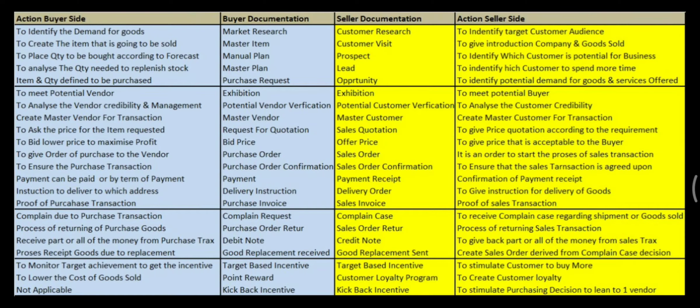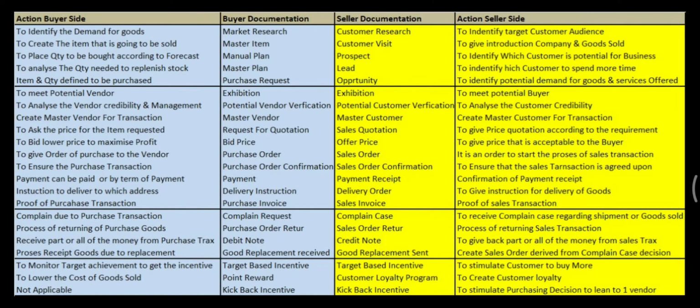One is, of course, you give them an instruction for the return of the goods. Secondly, you give them a credit note. Credit note is the amount of money that you want to compensate the customer due to the complaint that they receive. And thirdly, of course, the goods replacement. The goods replacement is whereby you don't want to give them any money, so you just replace the goods that are faulty, not up to standard according to the requirement.